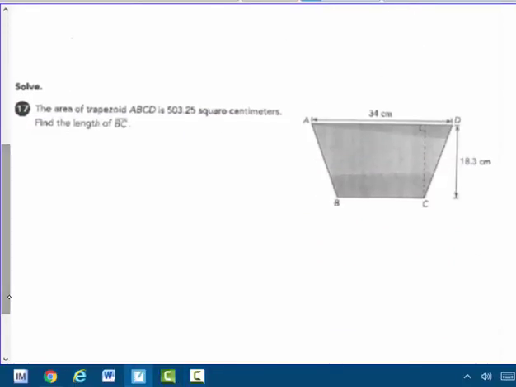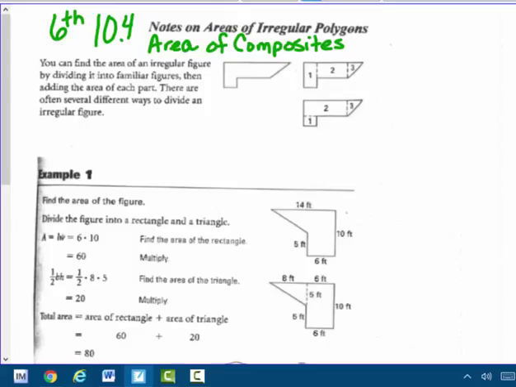It looks like this. It's a trapezoid. So formula, plug-in, answer, label. Two problems for the problem of the day, one on page 30 and this one on page 31. You can find the area of an irregular figure by dividing it into familiar figures, then adding the area of those parts together. There are often several ways to divide the irregular figures.